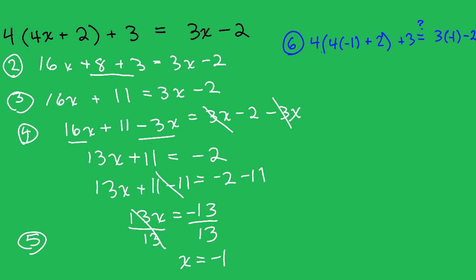So okay, I'll just take care of inside the parentheses first. So we have 4 times negative 1 is negative 4, plus 2, which is negative 2. So then we're multiplying 4 times negative 2, so that's negative 8 plus 3. And then on the right side we have 3 times negative 1 is negative 3, minus 2, and it's question mark still. Negative 8 plus 3 is negative 5, and on the right side it's negative 5 as well. So yep, x equals negative 1.